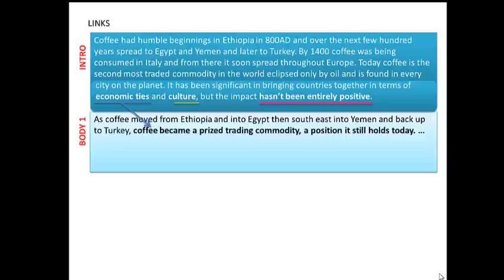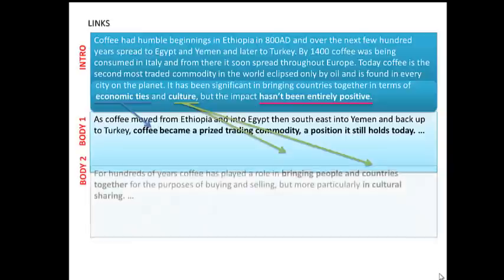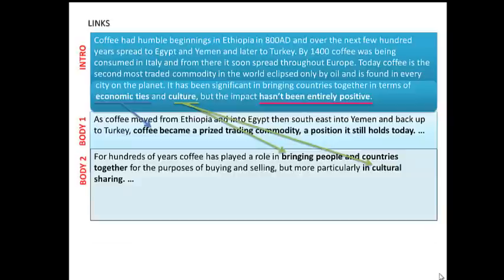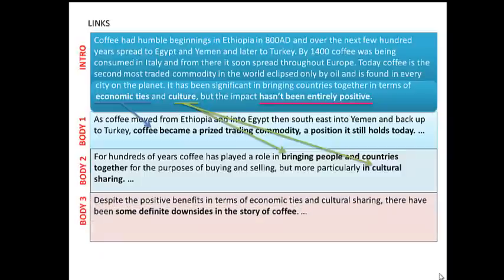So body 1 was about economic ties. What will the next body paragraph be about? Yes, the introduction said it would be about culture, and here we see it's talking about bringing people and countries together and about cultural sharing. So again, there is a clear link. And the third body paragraph? Yes, it's about the negative aspects of coffee.